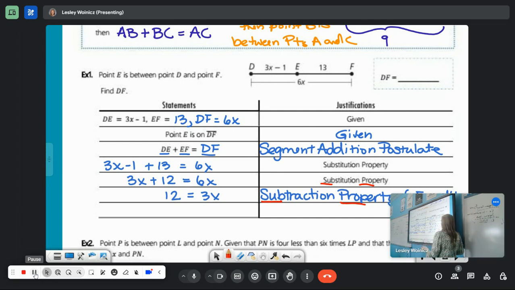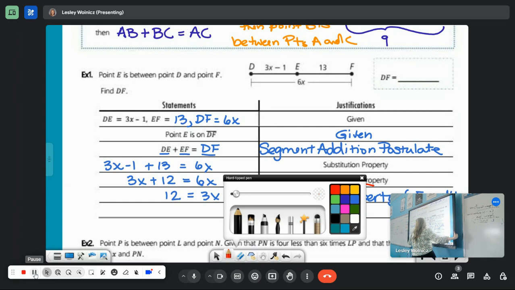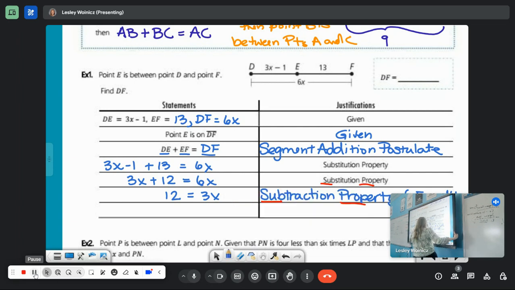Okay? All right, now what? Okay, we're going to divide both sides by 3, and we get 4 equals x, and that is our division property of equality.